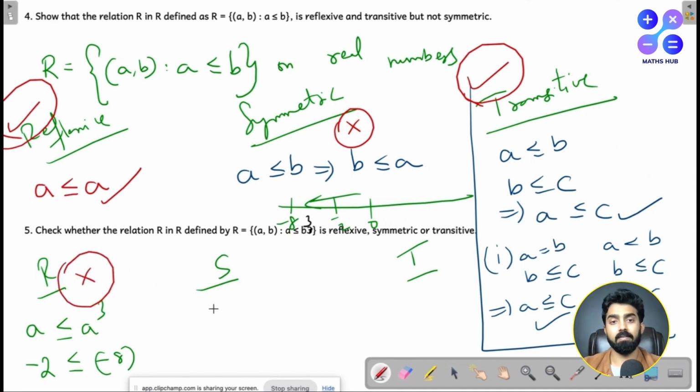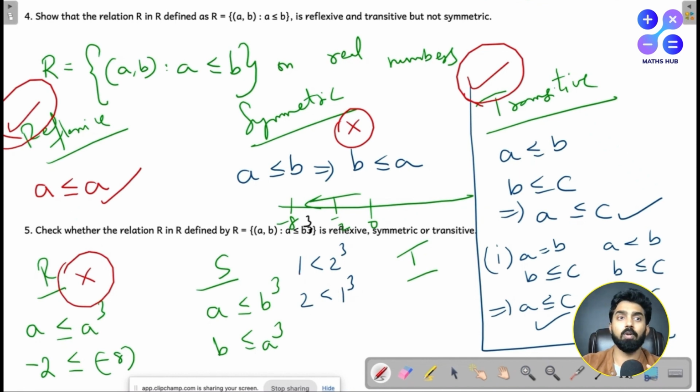Is it symmetric? So if a is less than or equal to b cube, does that mean b is less than or equal to a cube? Can you think of any counter examples to this? So if you have 1 is less than 2 cube, does that mean 2 is less than 1 cube? No. Very simple, right? 1 is definitely less than 2 cube, but 2 is not less than 1 cube. So it is not symmetric. Right. So is it transitive?